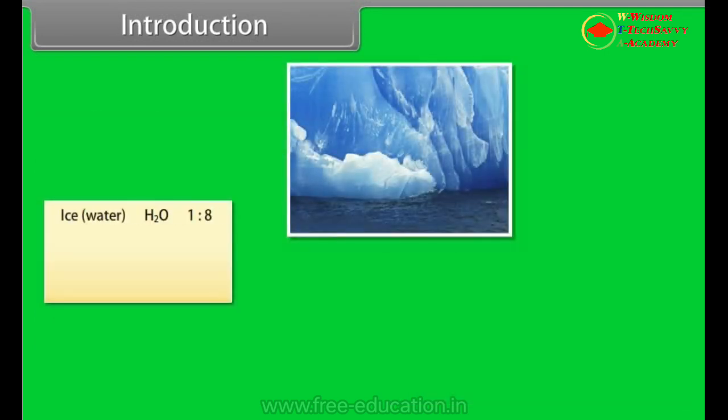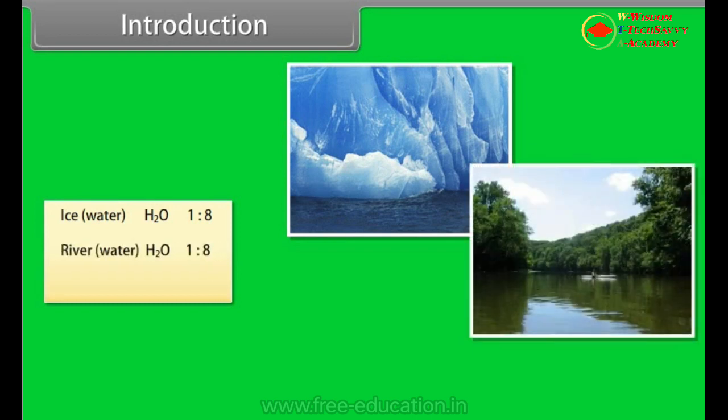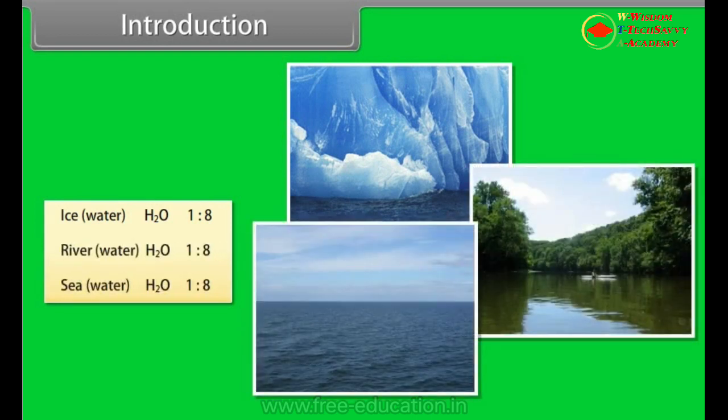Ice H2O 1:8. River H2O 1:8. Sea H2O 1:8.